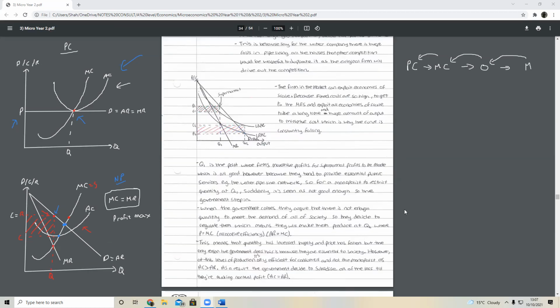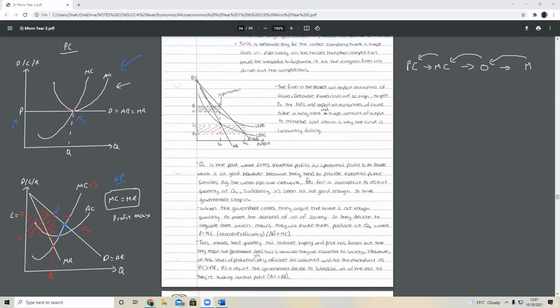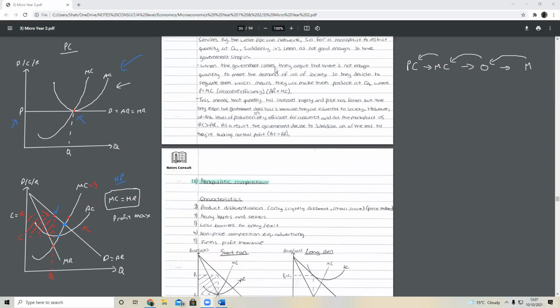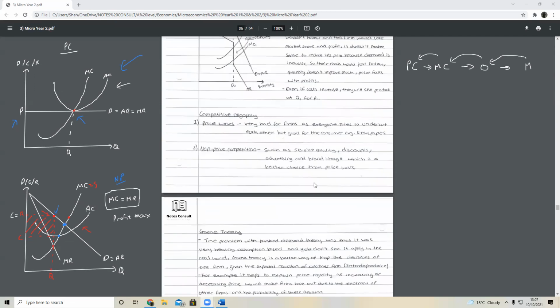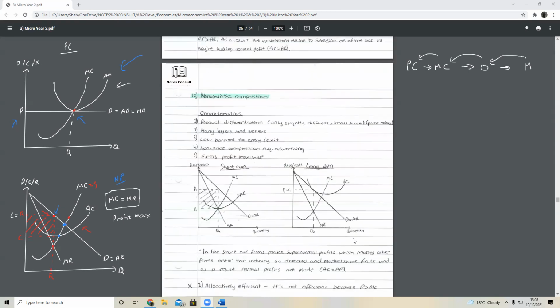So at the end of the day, it's the government that's taking a hit, but the government has to do this, otherwise there's going to be chaos. So that's basically all you need to know for natural monopolies. We'll leave it there for today, and next week we're going to finish on monopolistic competition and then oligopolies. We're going to look at something called game theory as well.